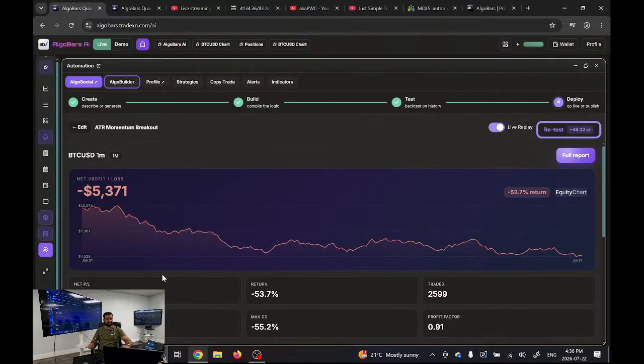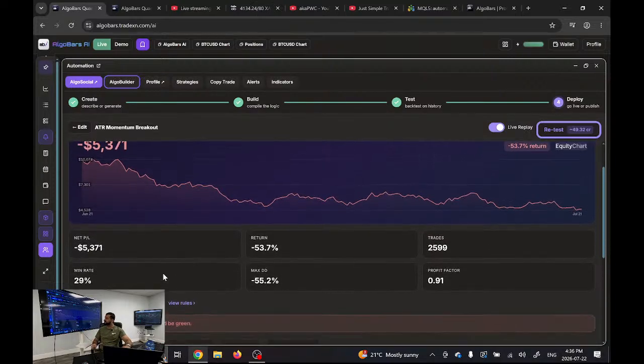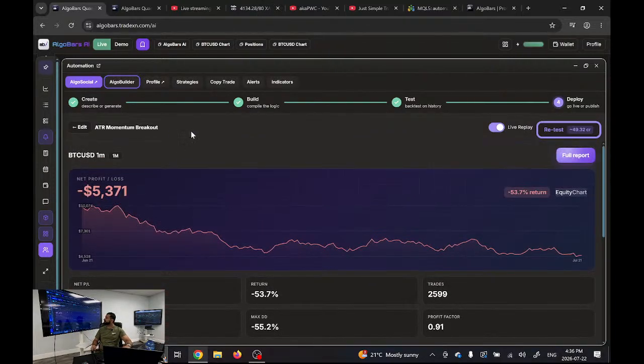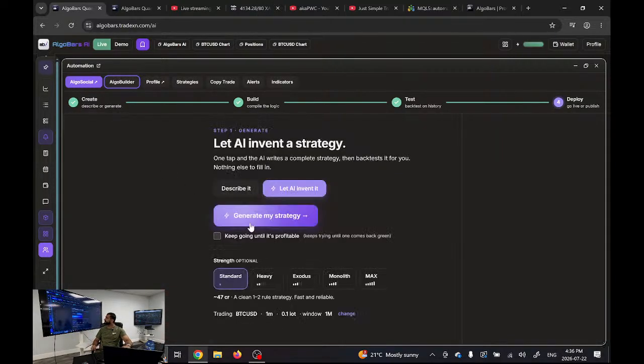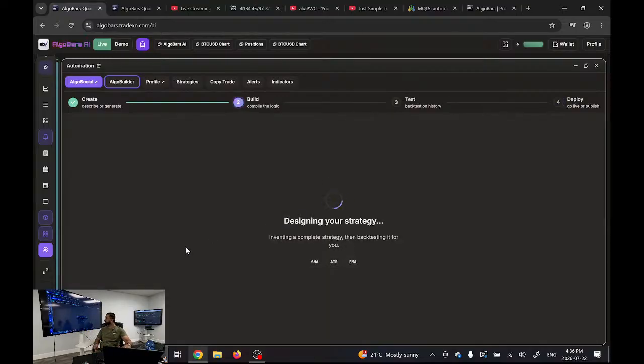Now, obviously, depending on the strategy, sometimes you might get a negative result. And what you can do is, let's go back right here, and let me change the strength of the AI to the middle one, and let's click generate. Now it's going to generate a strategy using a little bit more thinking power. All right. And let's see what it comes up with. So it's now building and coding a strategy for us.